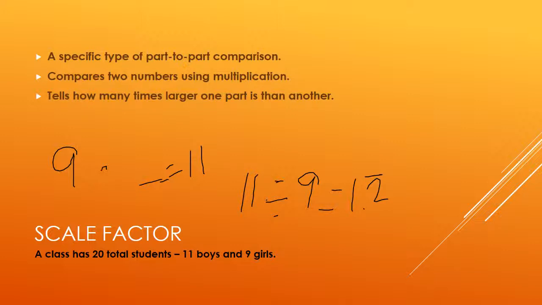So we would say, 9 times what is going to give me 11? We've done this so many times now. To figure this out in our calculator, we take 11 divided by 9, and we get 1.2 repeating. So we would say that there are about 1.2 times as many boys as there are girls in this classroom. That's how we would use a scale factor to compare two quantities.